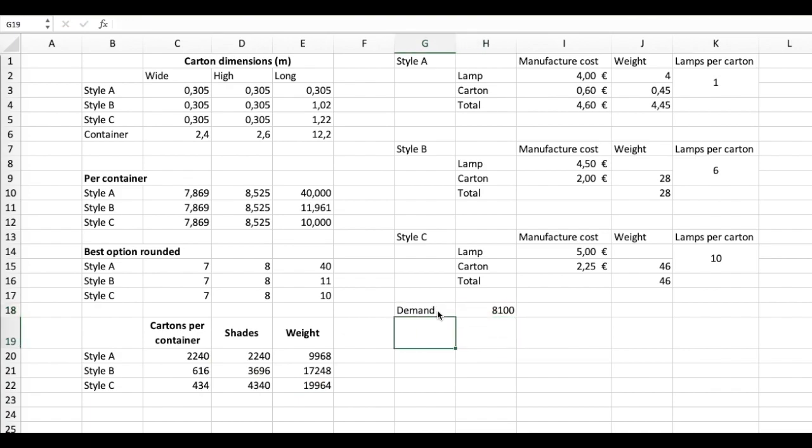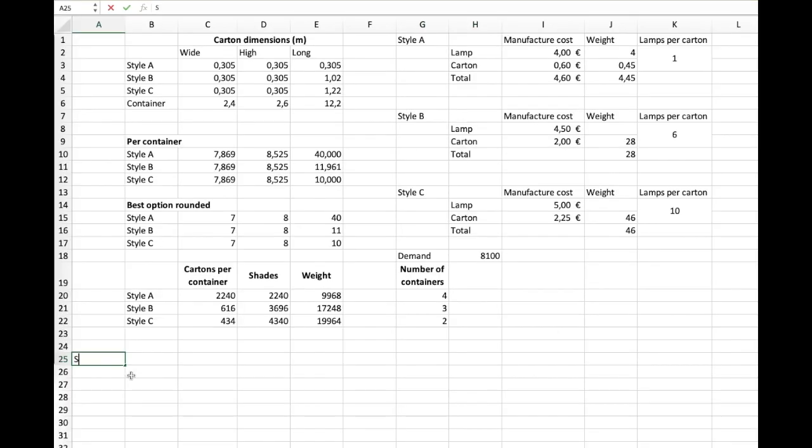Now, we need to calculate the cost of transportation. We already know how many shades fit inside one container. So, simple math leads us to the number of containers needed. Now, will we round this up or down? Here, we must round up, otherwise you would end up with not enough space for all the boxes. We have everything needed to know our estimated cost of transportation.